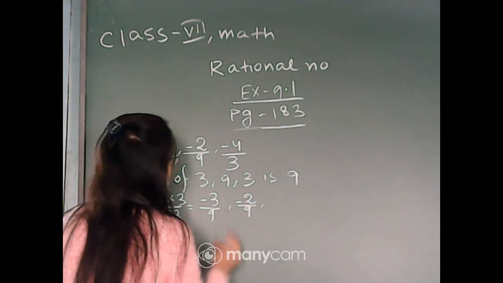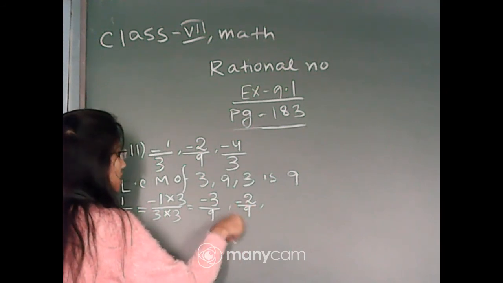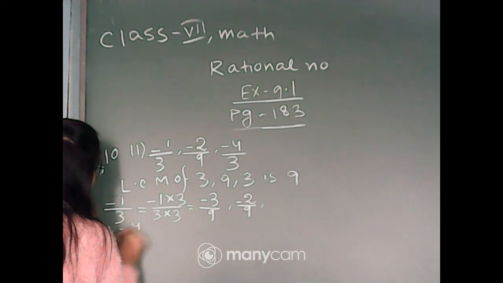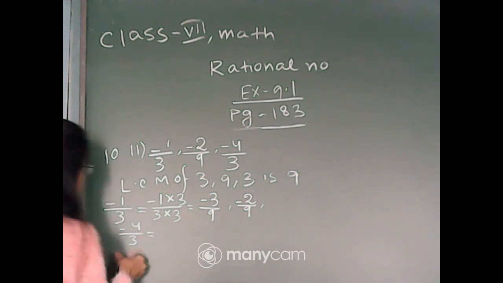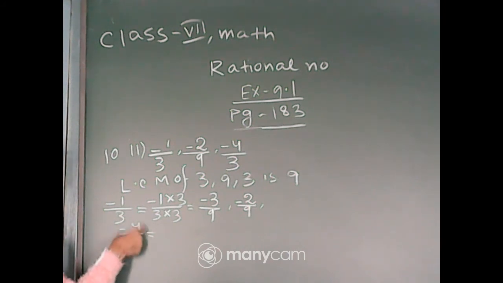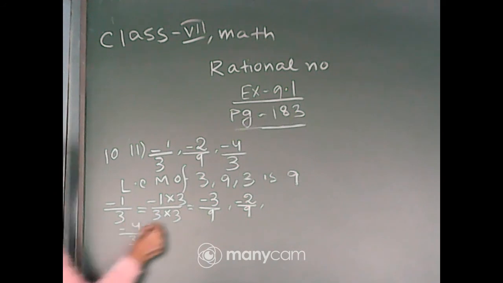Here the denominator is 9. Next, to make the denominator 9, we multiply both the numerator and the denominator of this rational number by 3.